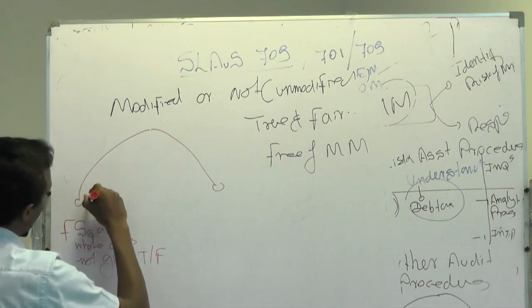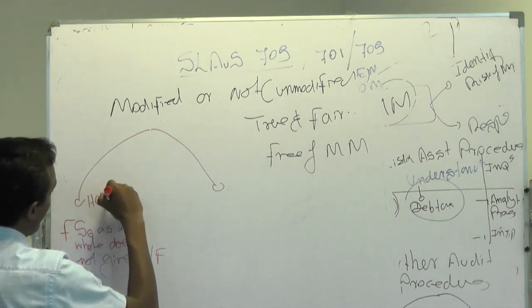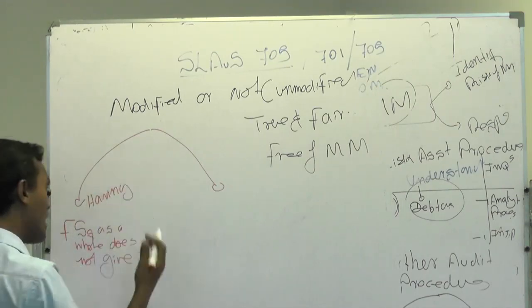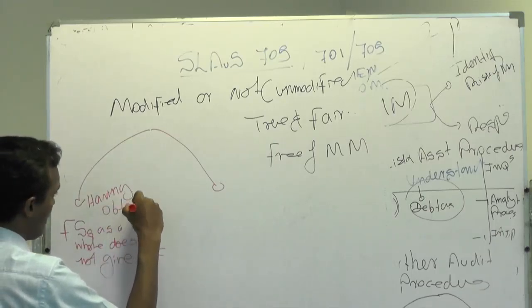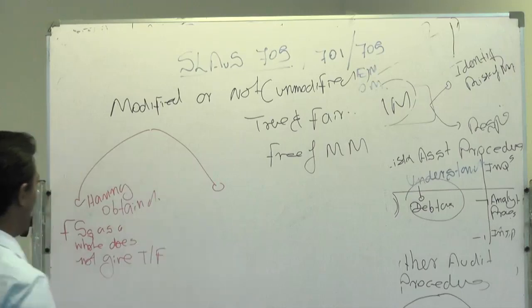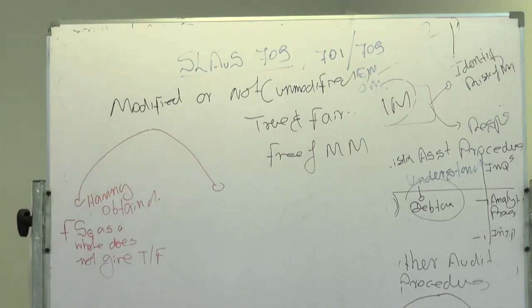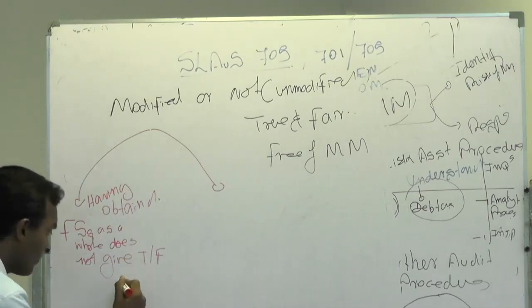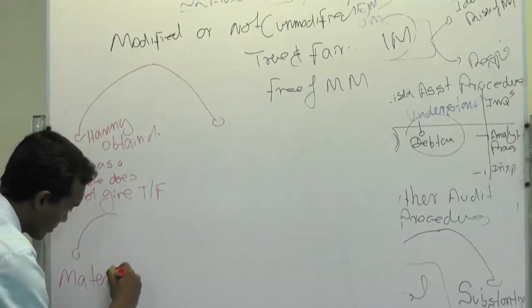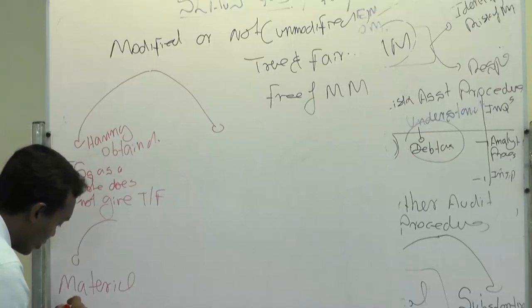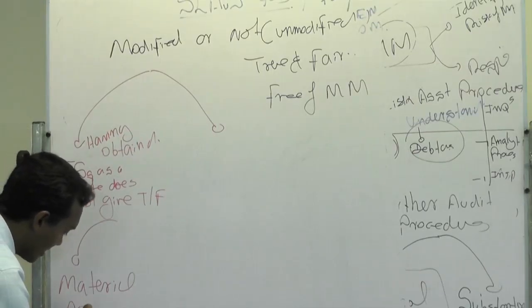In this case, having obtained evidence. So, auditor has been able to gather audit evidence. Therefore, I write this specifically, having obtained. Financial statements as a whole do not give true and fair view. Then you have to ask two questions: is it material? Now, I explained to you what is material for your purpose in the exam.